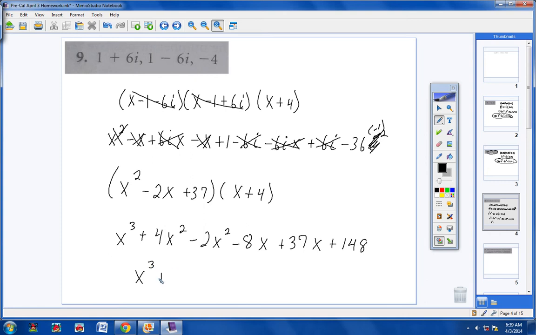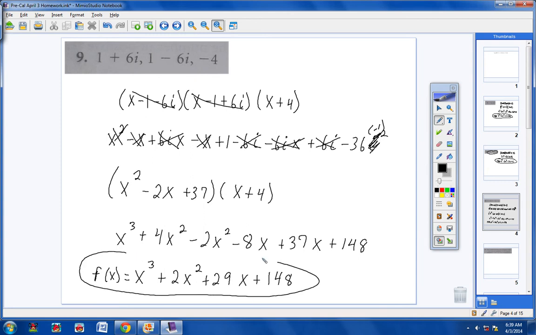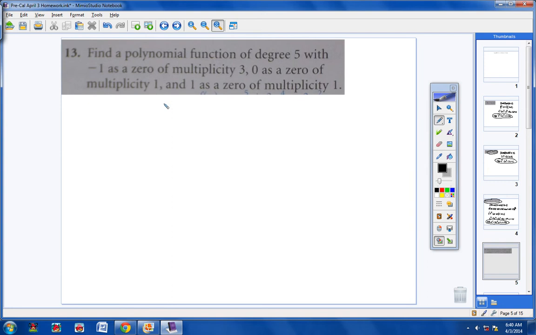x cubed plus 2x squared plus 29x plus 148. Now let's see if that matches the answer. Let me glance very quickly here. x cubed plus 2x, yes, that is correct. So there, we just wrote a polynomial function of third degree that has these three zeros. Just watch your little mistakes as you do all of your simplifying. Okay, number 13.